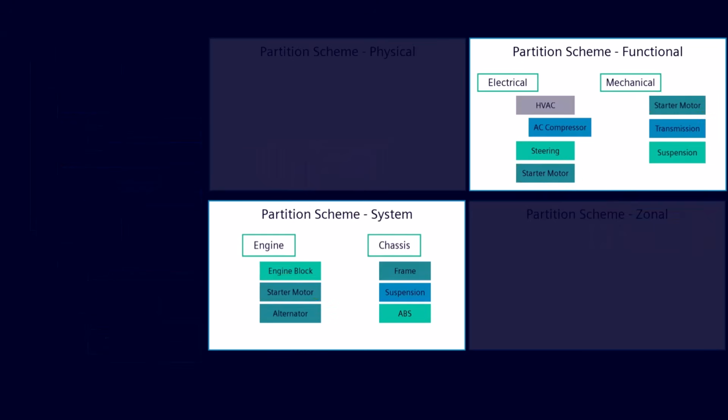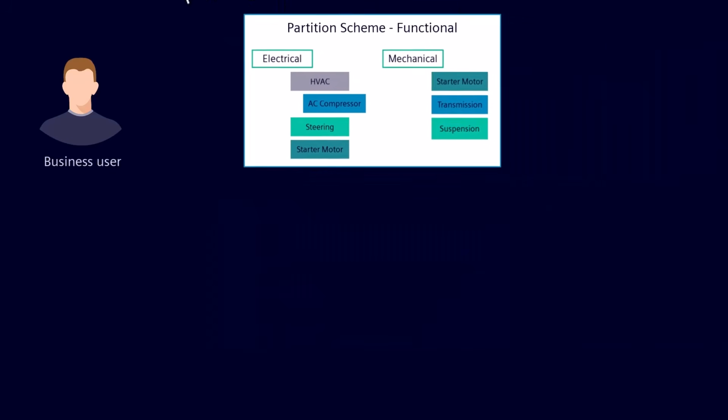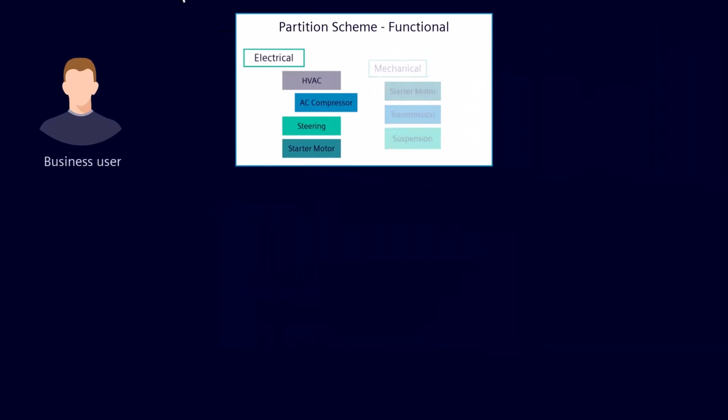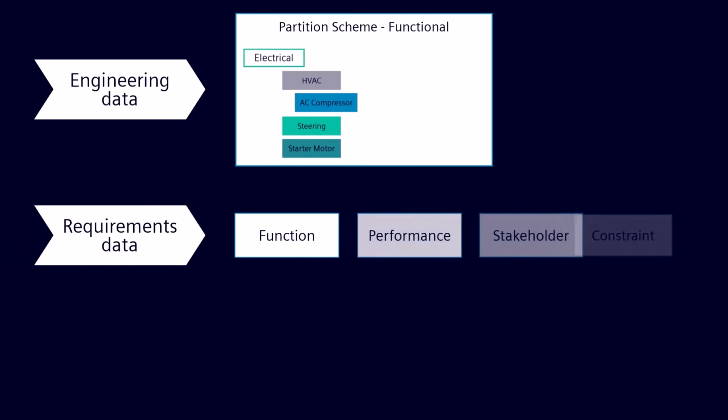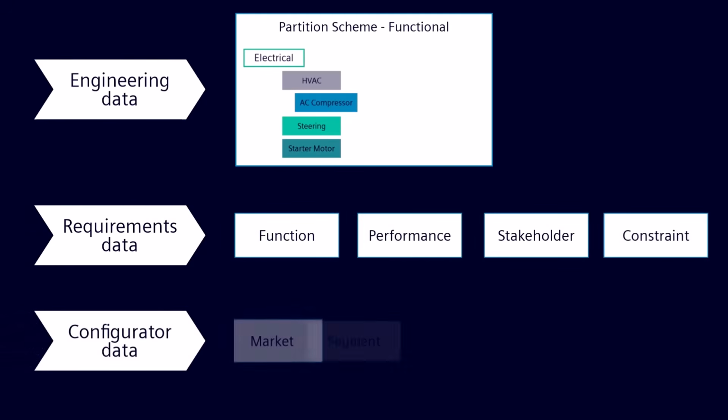After you organize the structured data into different partitions, users can derive the product definition that they want to work with by selecting an appropriate partition scheme. They can further filter the product structure to work with parts that belong to specific partitions. Partitions are not just limited to organizing design or engineering data. You can also organize requirements data and product configurator data in partitions.